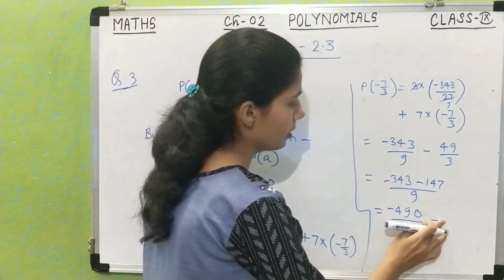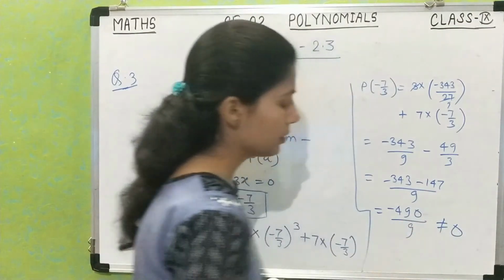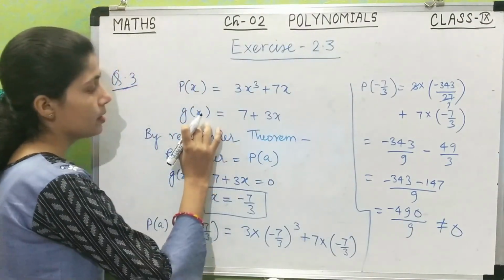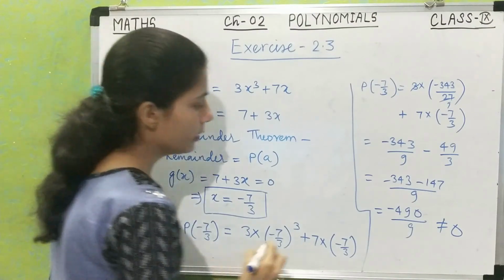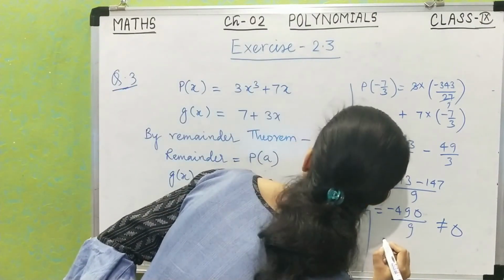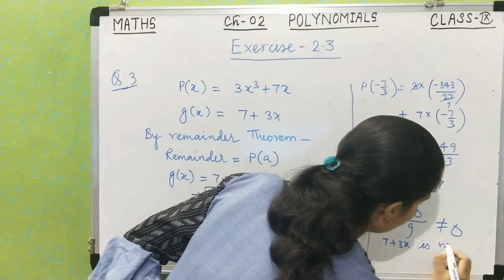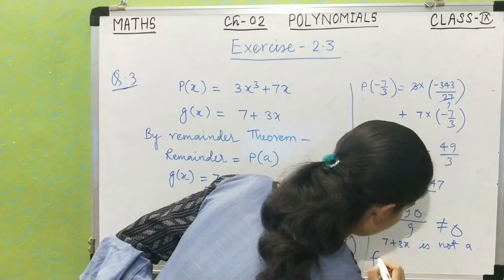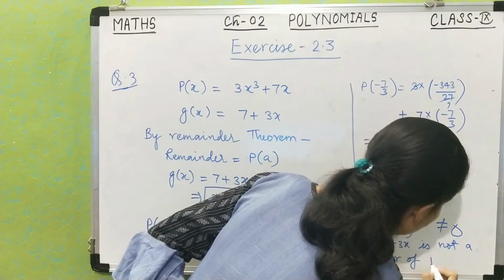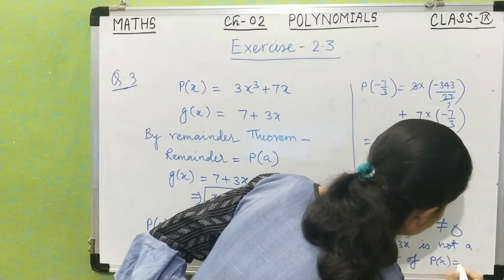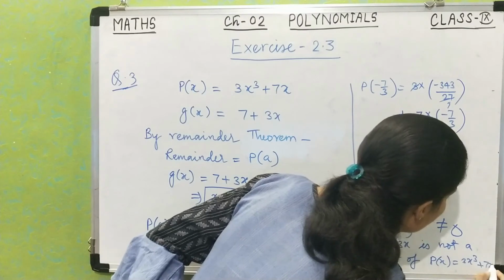So this is your remainder, but it is not equal to 0. That is why g(x) is not a factor of p(x). You will write it as: 7 plus 3x is not a factor of p(x), meaning 3x cube plus 7x.